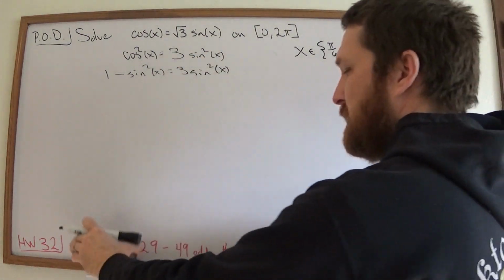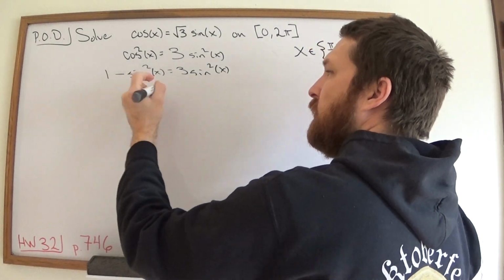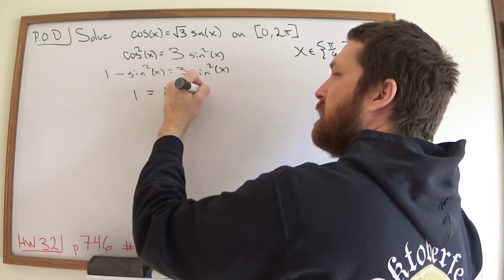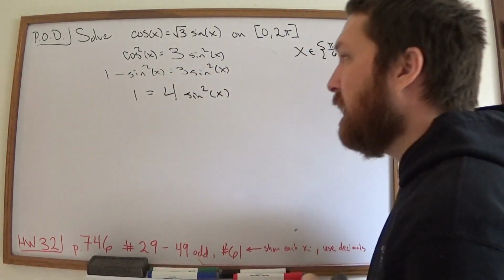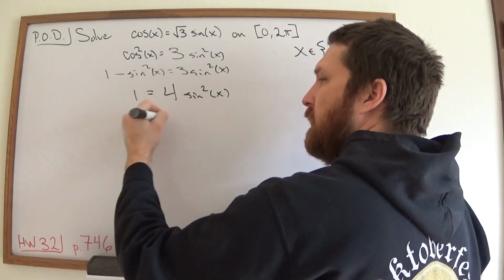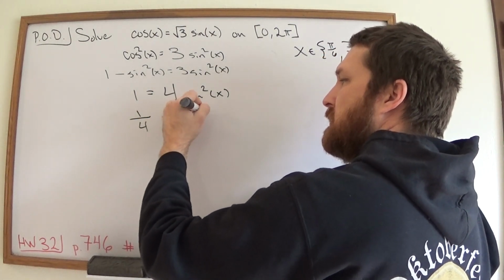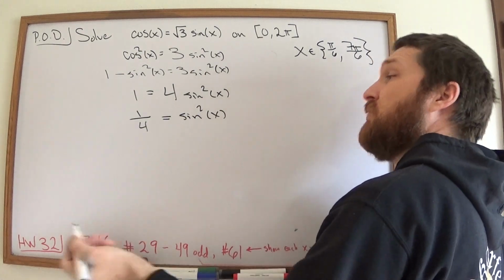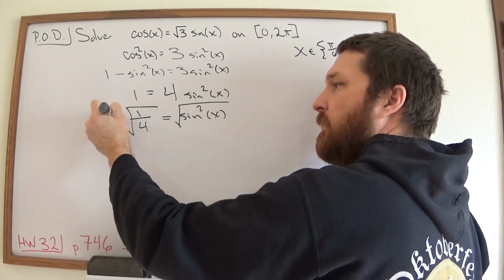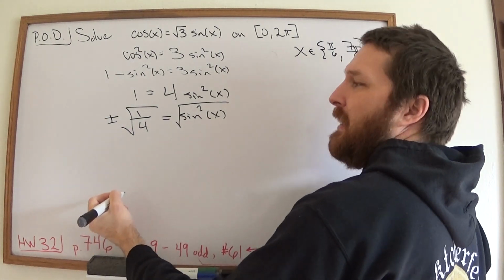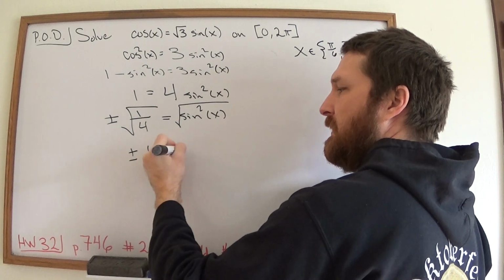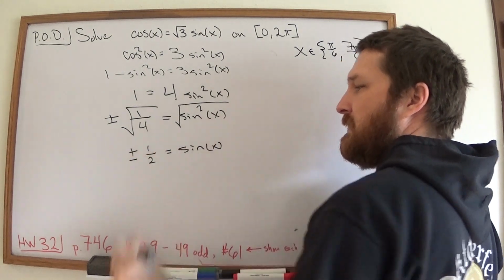How about we get all the sines on one side? So that gives me 1 equals 3 of them. I add one more, I get 4 of them. Sine squared x. Okay. Divide by 4 gives me this. Square root both sides, but here's where the problem comes in. Now you're taking the square root of both sides, you get a plus and a minus. So you have plus and minus 1/2 equals sine x.